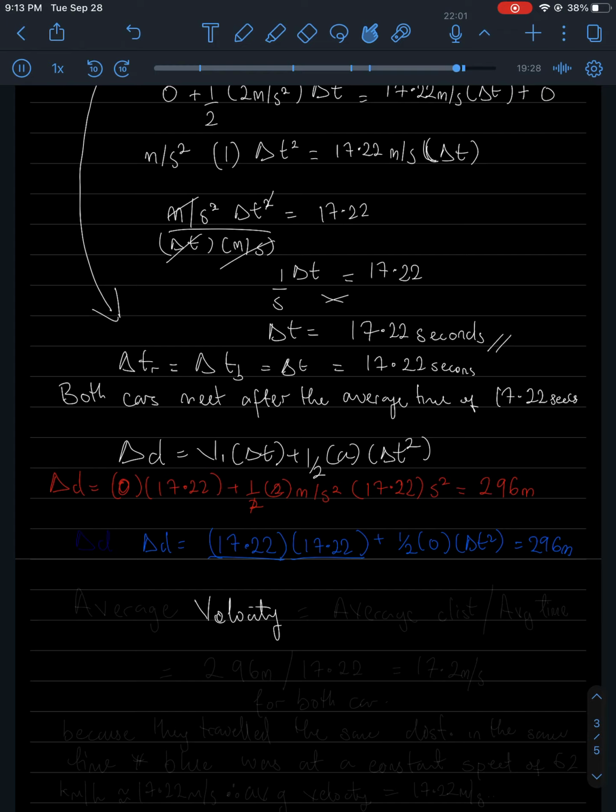So what else does the question ask for? Did we cover everything? The red car stopped at red lights. Okay, when and how far down the road will the cars meet? We covered that. Sketch the d versus t motion. We covered that. What is the average velocity of the red car for this time interval? We're going to solve that. For the blue car, compare the two results and explain.